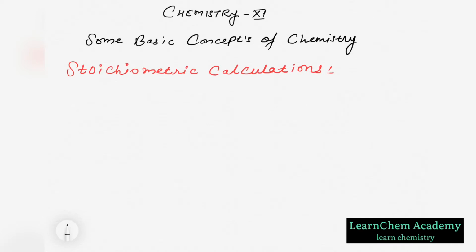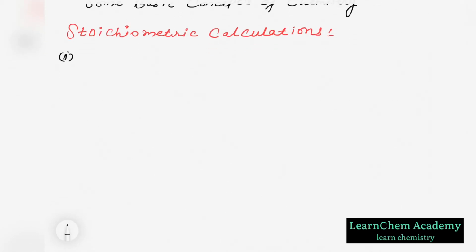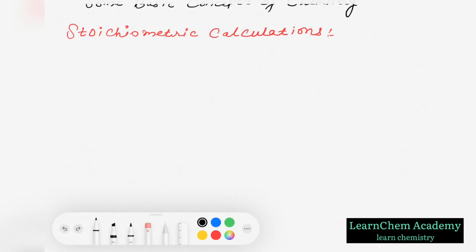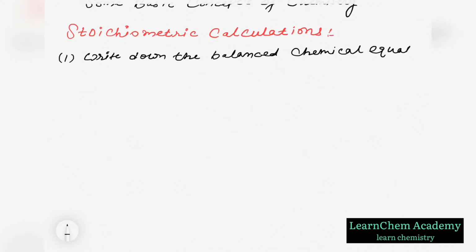Now next is stoichiometric calculations. We will follow the following steps for the stoichiometric calculations. So write down the steps. Very first, write down the balanced chemical equation.